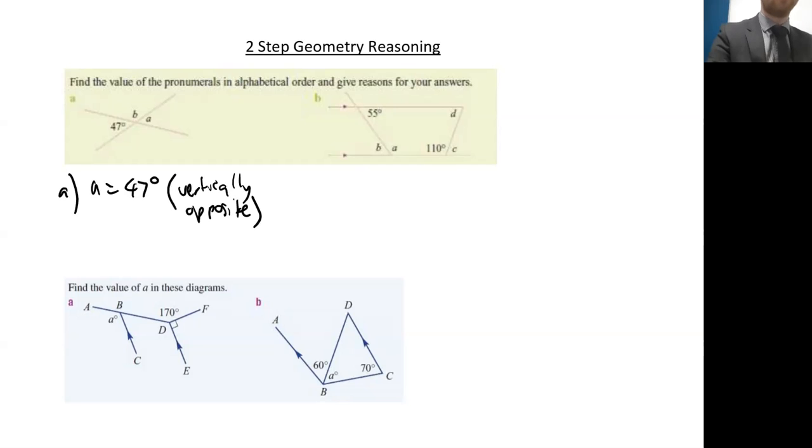I'm then going to find B, and I know that B is on a straight line with A. It's also on a straight line with the other 47, okay? Either one works. So we know that B is going to be 180 minus 47, which equals 133. And we say that angles on a straight line is our reason. Angles on a straight line.